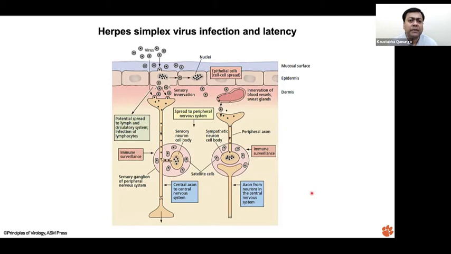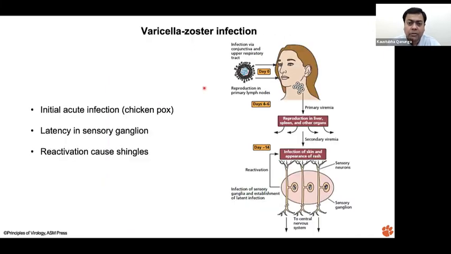Another example is herpes simplex virus. There are many different types, and how it happens is that they initially infect the epithelial cells. And after the initial replication, they can infect the sensory ganglia, the exact same way as varicella zoster. Remember that varicella zoster is also a herpes virus, so it's the same family of viruses.